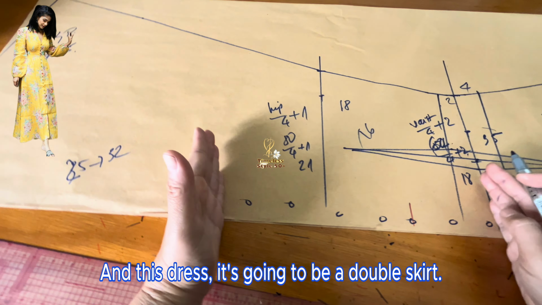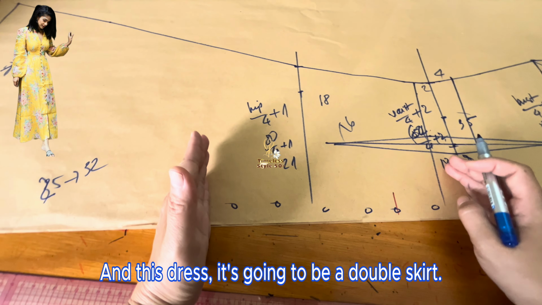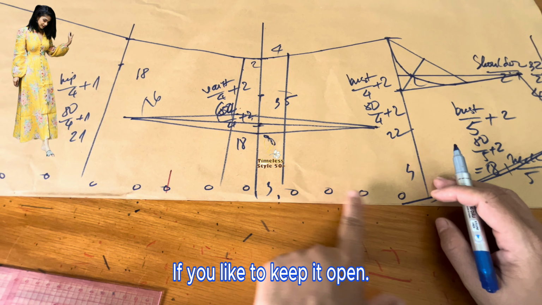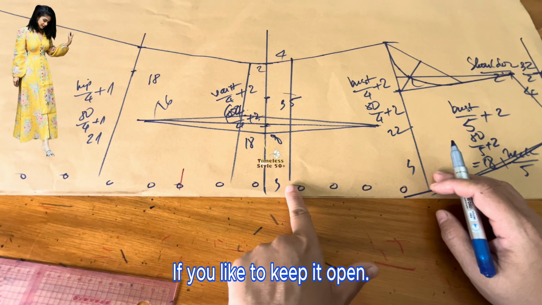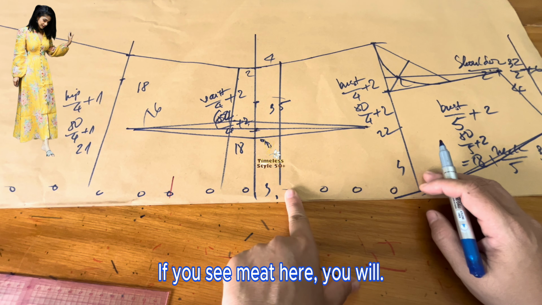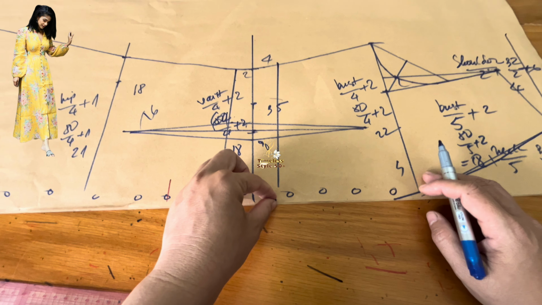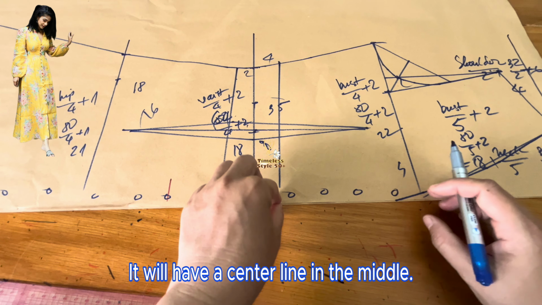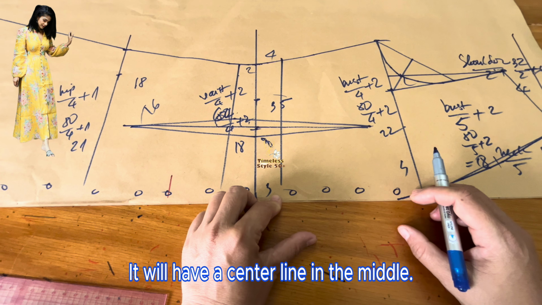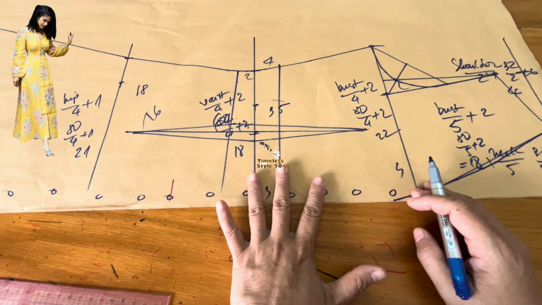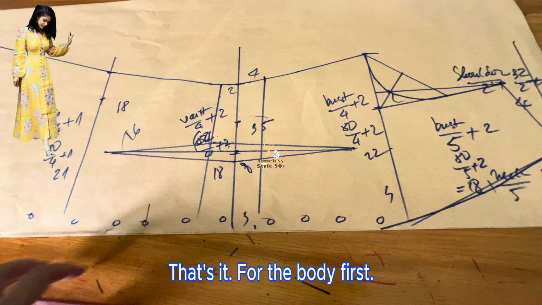And this dress is going to be a double skirt. You will have 2 pieces on your shirt. If you like to keep it open in the chest, if you see meat here, you will cut it apart and we will sew 2 pieces. It will have a center line in the middle. If you want, we'll cut it off. That's it for the body first.